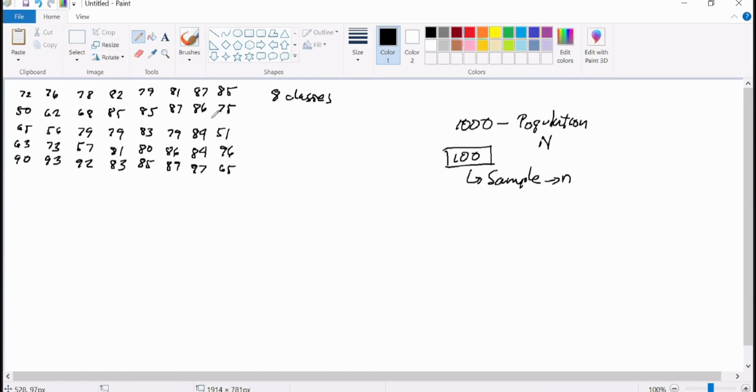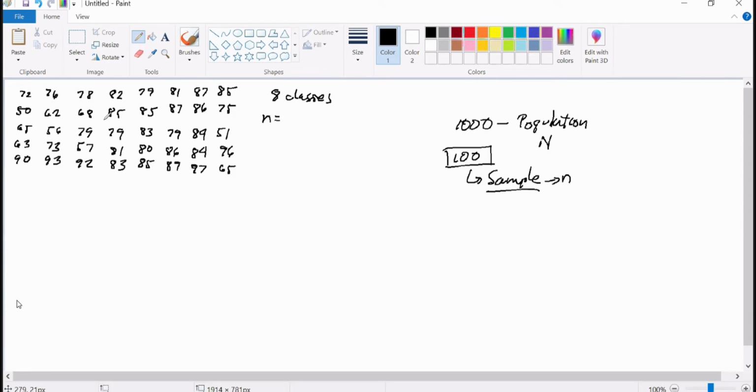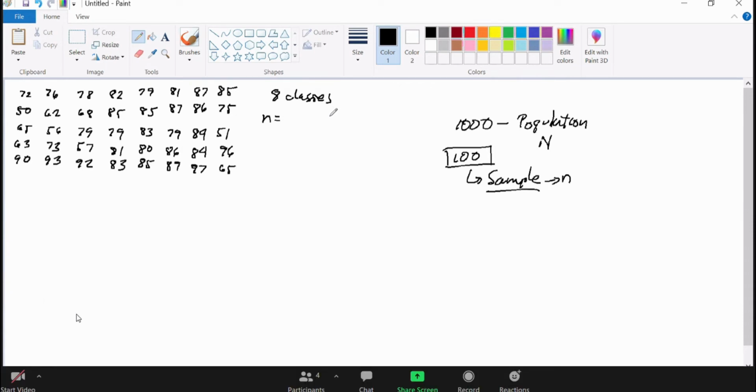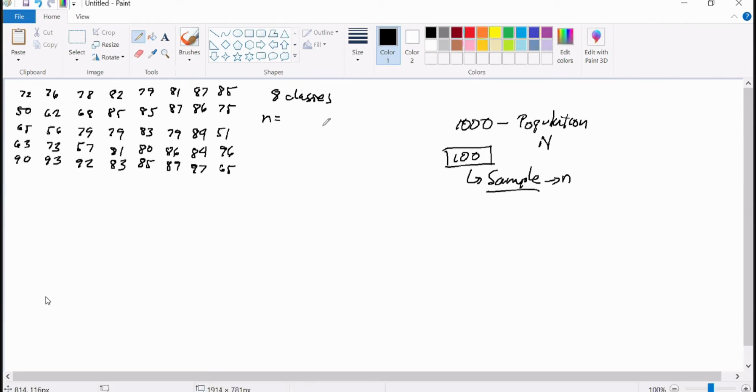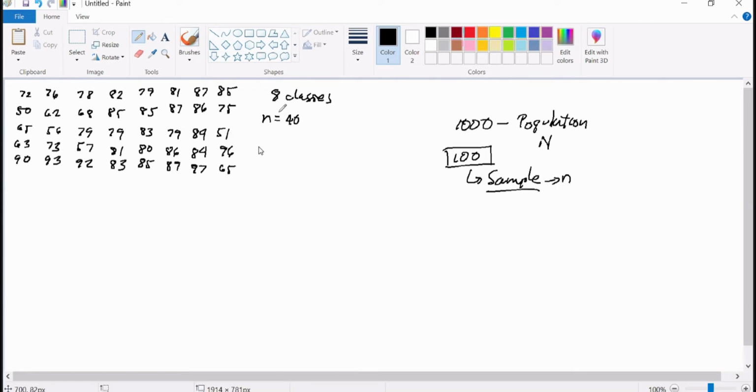So let's say that this data set that we have here is just a sample of the entire population. What is our sample size? N is 40. Okay, good. So from these 40 samples, we need to divide it into 8 classes. So we need to get your interval, or your I.